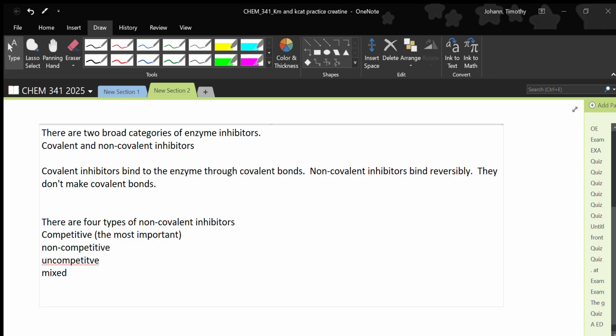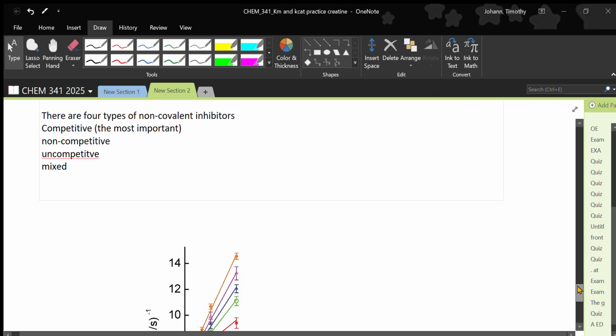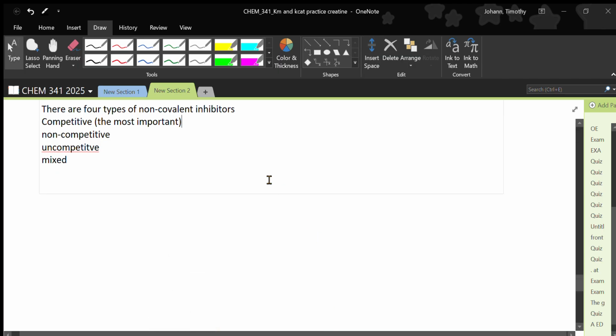So if you leave this class and somebody's asking you on some big scary test what kind of inhibitor this is, and they give you some data and you don't remember any of biochemistry because it's been too long, say it's competitive. But hopefully you'll remember in case they're being tricky with you, and I'll give you one of the other ones. They're all important. But let's go ahead and start talking about these.